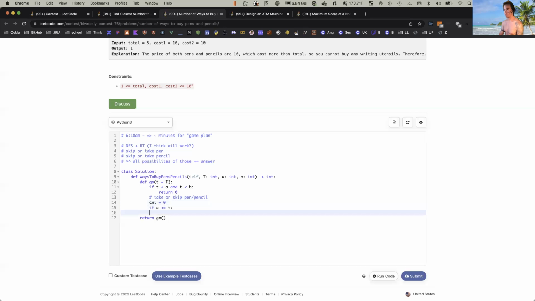Count equals 0, return the count to the end. Count plus equals go. There's one way to do this, right? One way to go this way with taking A. Count it as a way, yeah. Okay, so T minus A. Likewise, if B is less than or equal to T, then we can take one of those. T minus B.